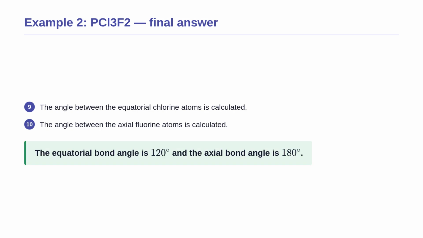To finalize our example, we determine the exact bond angles based on these positions. The 3 chlorine atoms in the equatorial belt divide a full circle evenly, giving an angle of 120 degrees between them. The 2 fluorine atoms are on exact opposite sides of the central phosphorus atom, forming a perfect straight line. This gives an axial angle of 180 degrees. Physically, this means the molecule has successfully minimized electron repulsion while satisfying the electronegativity demands of every atom involved.